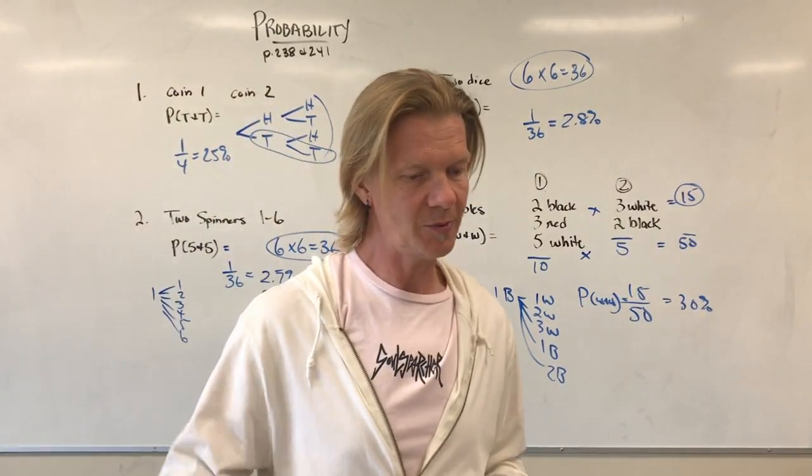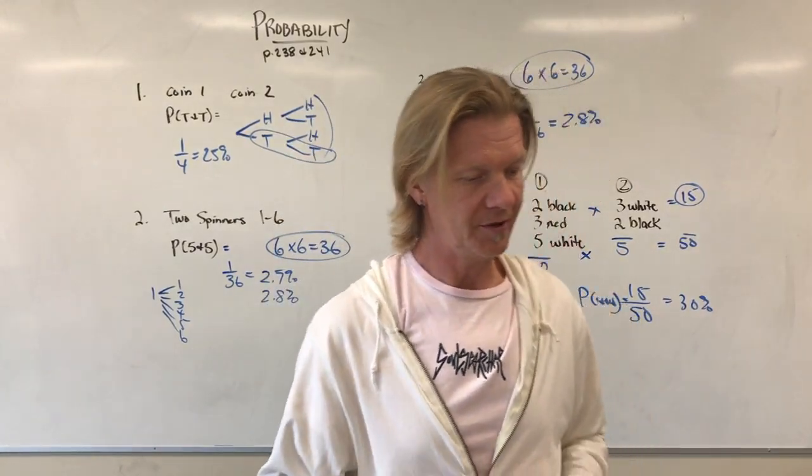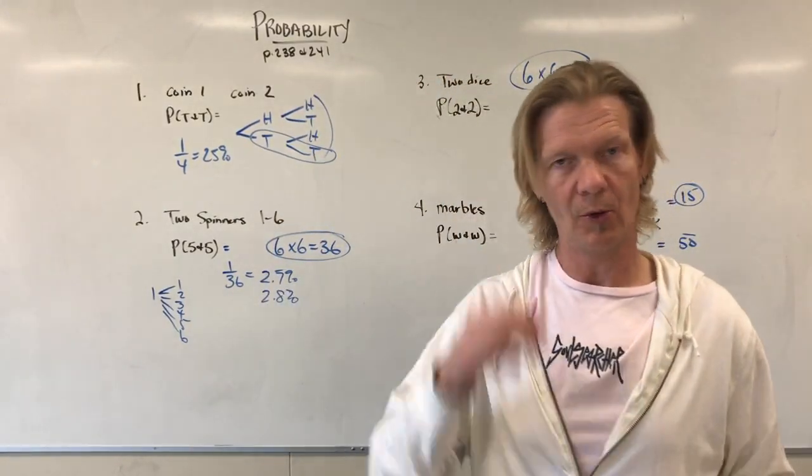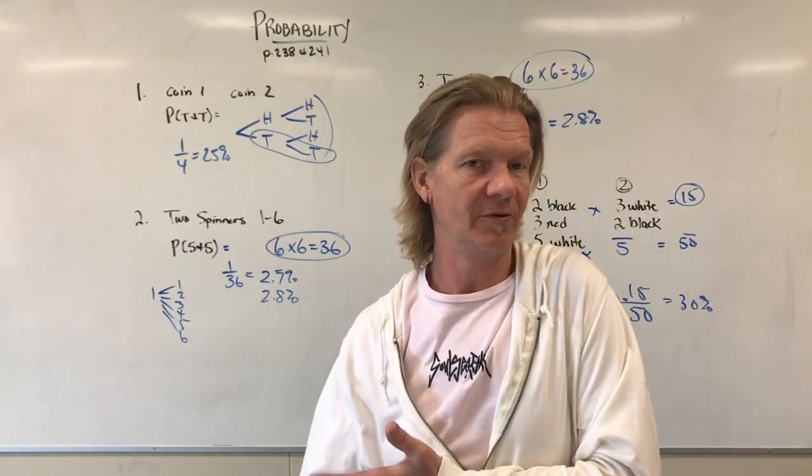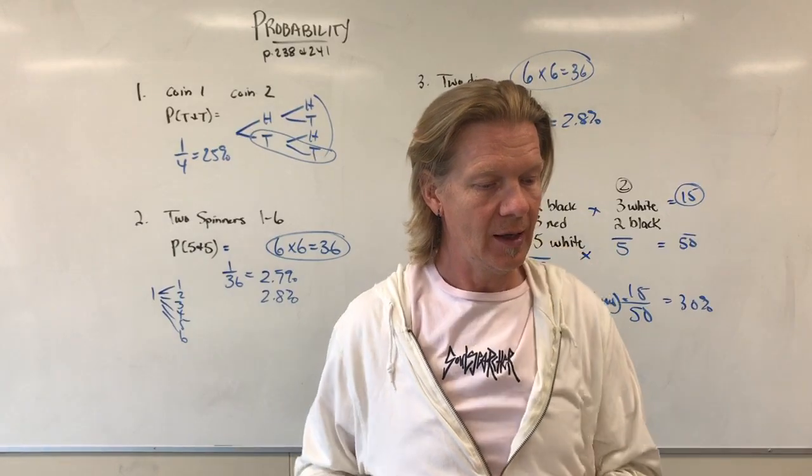So if you want to go on to the next page, what's the probability of flipping 2 coins at the same time and not landing on both heads? Well, the probability of heads and heads is 1 out of 4, so the probability of getting not that is 3 out of 4, right?